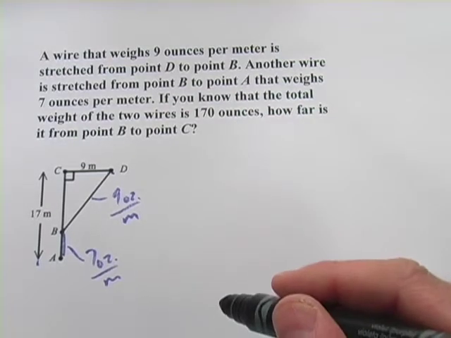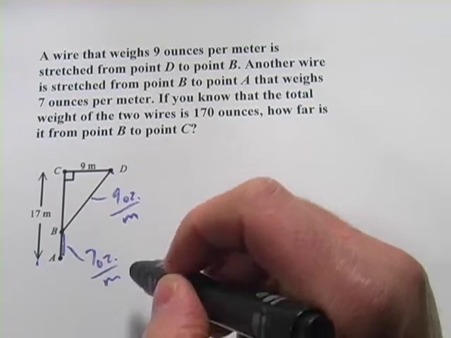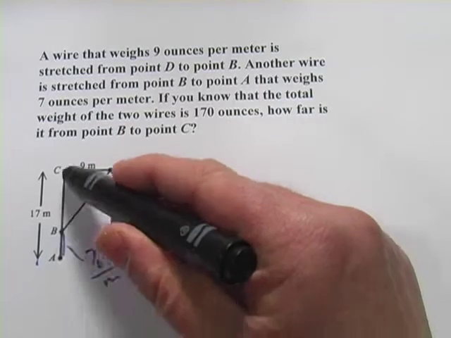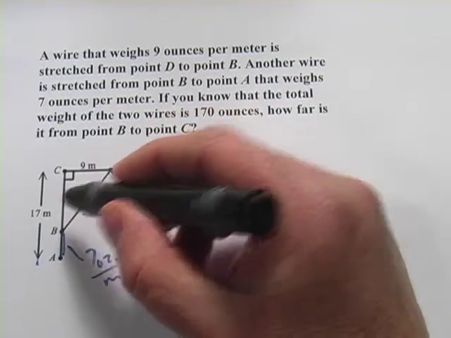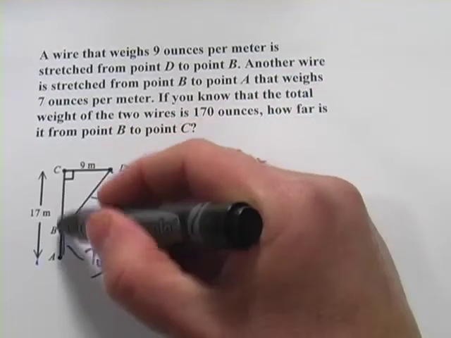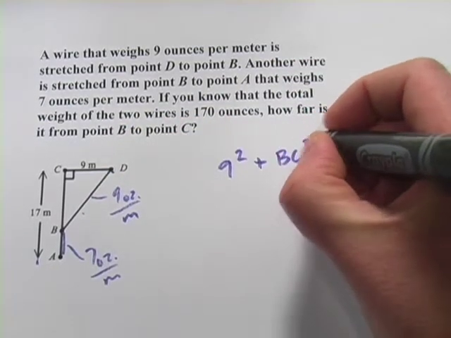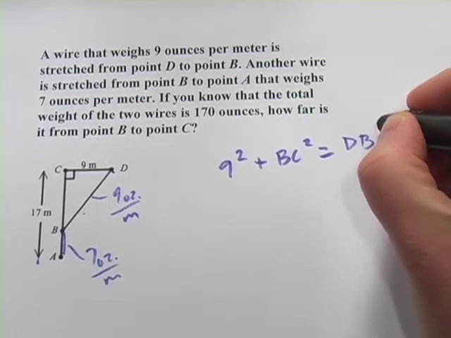So let me just start writing some equations. Let's write out what our Pythagorean theorem would be to solve for these sides that we don't know. So it would be a squared plus b squared equals c squared. So let's just put 9 squared plus the side BC squared equals DB squared.